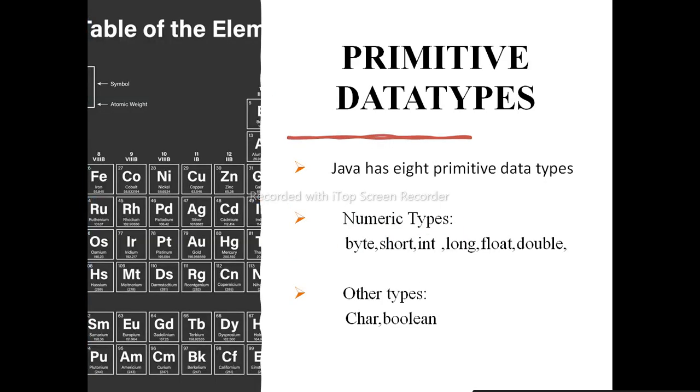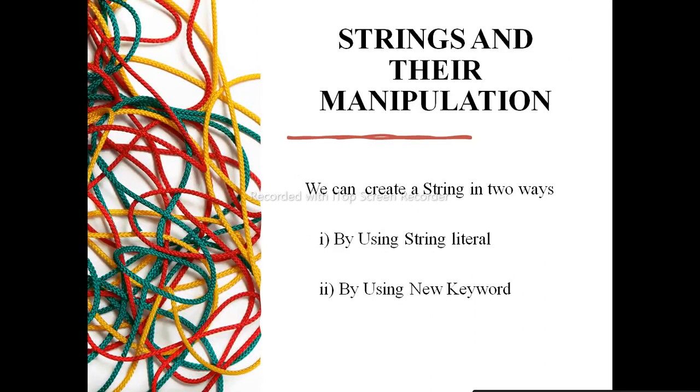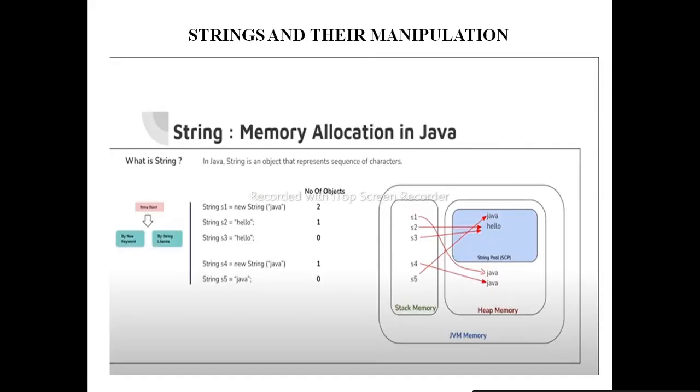Java has 8 primitive data types. Primitive data types are the inbuilt data types, already inbuilt in Java. And non-primitive data types are also called user-defined data types. All the class types are non-primitive only. And strings and their manipulations. We can create strings using string literal and using new keyword.